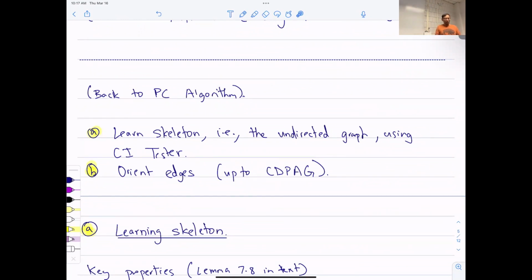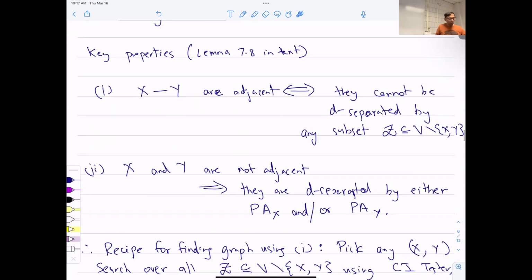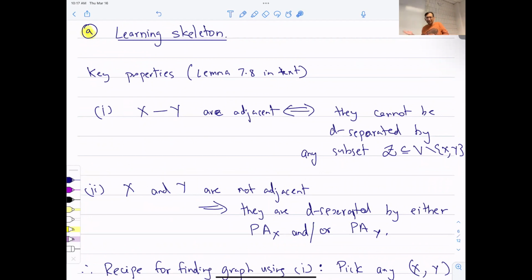The PC algorithm is, you first learn the undirected graph using a CI tester, and then orient edges according to certain rules. We'll see it's a two-step process. So how do you learn this structure? Well, there are two immediate properties. There's a lemma, but given the discussion, you can hopefully see how the proof should go. If there is a pair of nodes which are adjacent, they cannot be d-separated by any subset. That's property one. If you've got a node here and some other node here, whichever way the orientation is, whatever other set you choose, you cannot d-separate them because there's a direct one-hop path between the two.